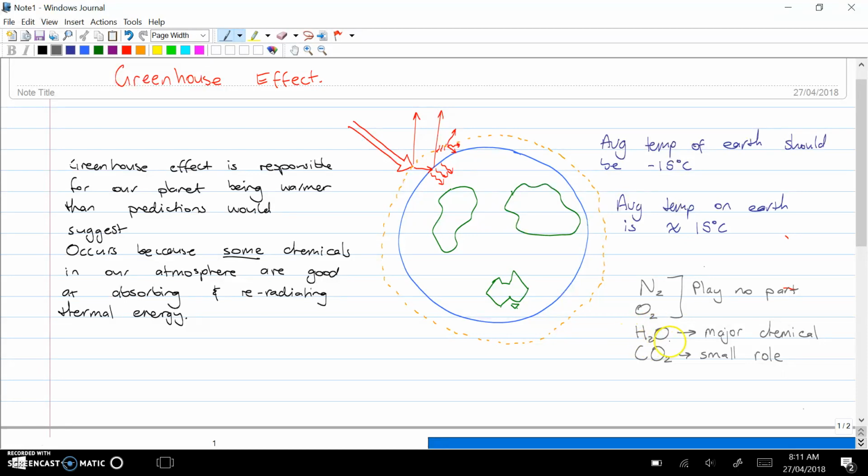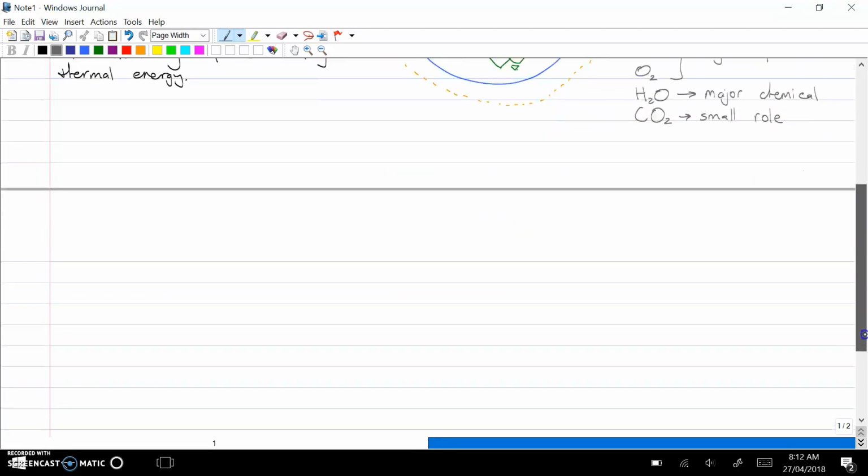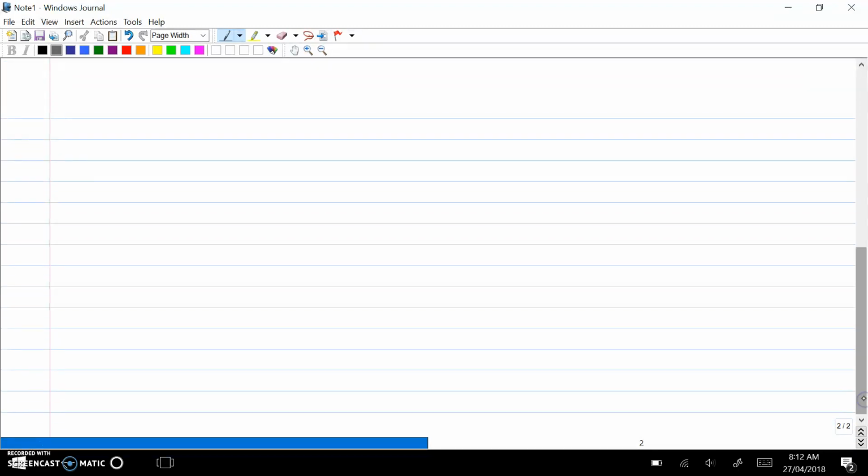But it's the H2O in our atmosphere that is the major greenhouse chemical. It's the major greenhouse gas, not carbon dioxide like lots of people think. It is the H2O that is the major greenhouse gas that contributes to the natural greenhouse effect, which we need. All right. So, how does that differ from the advanced greenhouse effect?